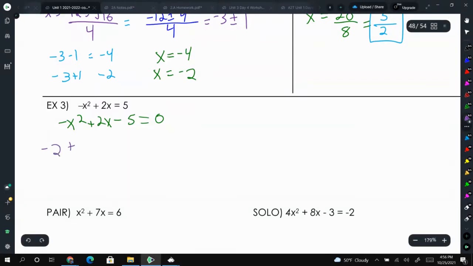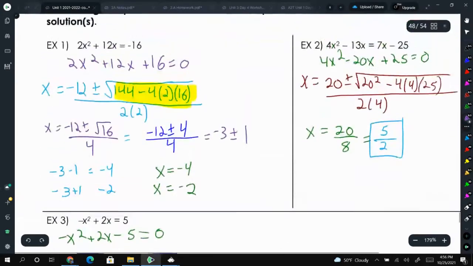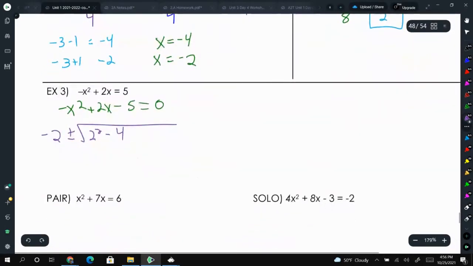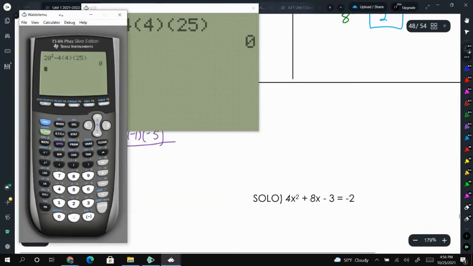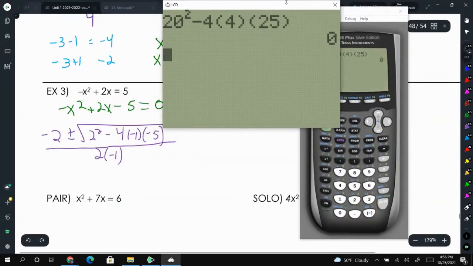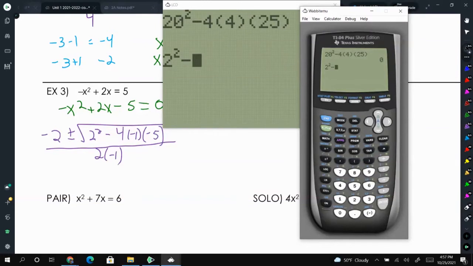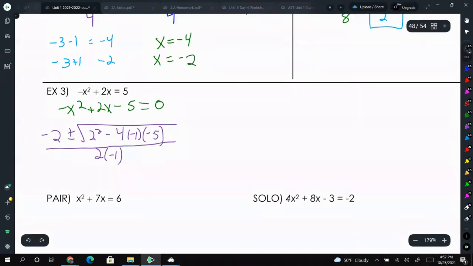So negative b, so negative 2, plus or minus the square root of b squared, so 2 squared, minus 4 times a. Our a right here is negative 1, times c, which is negative 5, all over 2 times negative 1. Okay, now this is going to equal, well, let's get the calculator out real quick. 2 squared minus 4 times negative 1 times negative 5. We get negative 16.